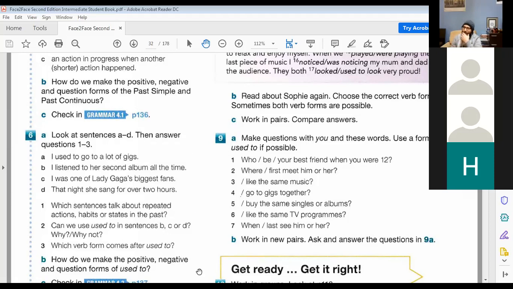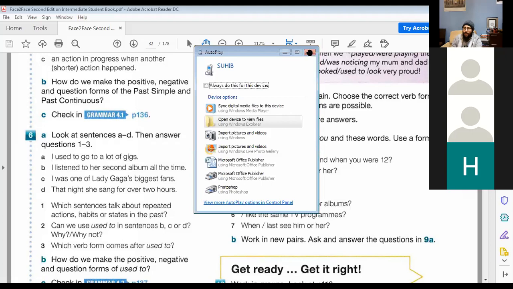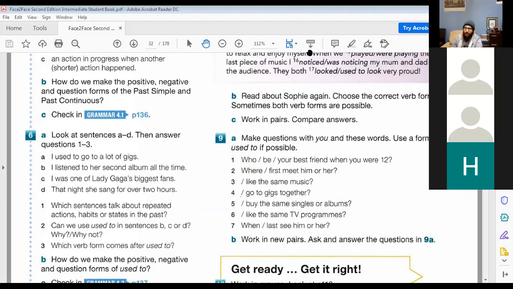So from the beginning, what is this? Do you think it's something repeated? Is it a state? Is it a one-time thing? What is this? What do you think? I think it's a one-time thing. Okay, yes. Because he mentioned only when you were 12 years old, not your childhood or your teenage time. Okay. He is specific.